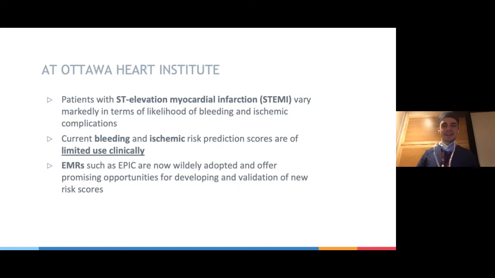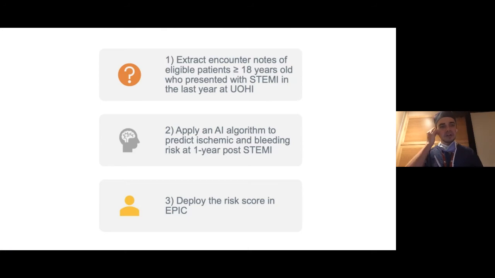In parallel, we also have EMRs such as Epic that are now widely adopted and offer promising opportunities for developing and validating new risk scores, leveraging pre-existing data that is found in the clinical notes. And if you develop a risk score that uses Epic notes, you could also eventually apply it directly within the EMR and show a risk score to the physician. So you basically figure out the clinical workflow integration. For DeepMace, we want to extract all encounter notes of STEMI patients older than 18 years who presented with a STEMI in the last year at Ottawa Heart Institute. We want to apply an AI algorithm to predict ischemic and bleeding risk at 1 year post-STEMI in those patients. And then eventually we'd love to deploy the risk score in Epic.